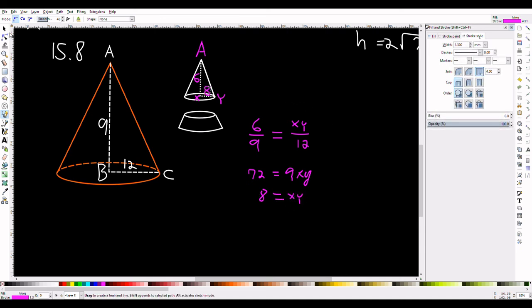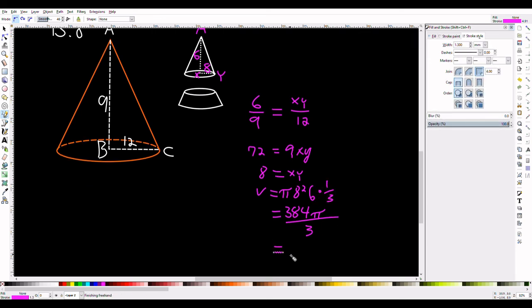Having that, we can find the volume of AXY, pi 8 squared times 6. That is 384 pi. But we forgot something. What did we forget? To divide by 3. Always remember the volume, so that will equal 128 pi.